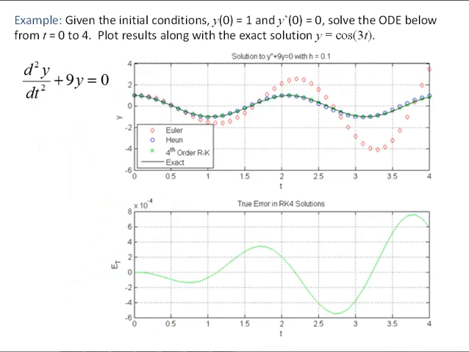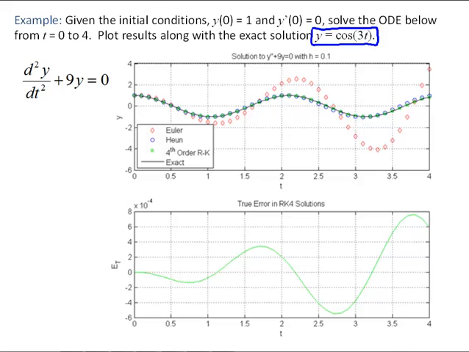And I've also supplied an example M file applying the fourth order Runge Kutta along with Heun's method and Euler's method to the same differential equation we looked at previously, the second derivative of y with respect to t plus 9y is equal to 0. And that has the analytical solution of y is equal to cosine of 3t. And here we can look at those results.